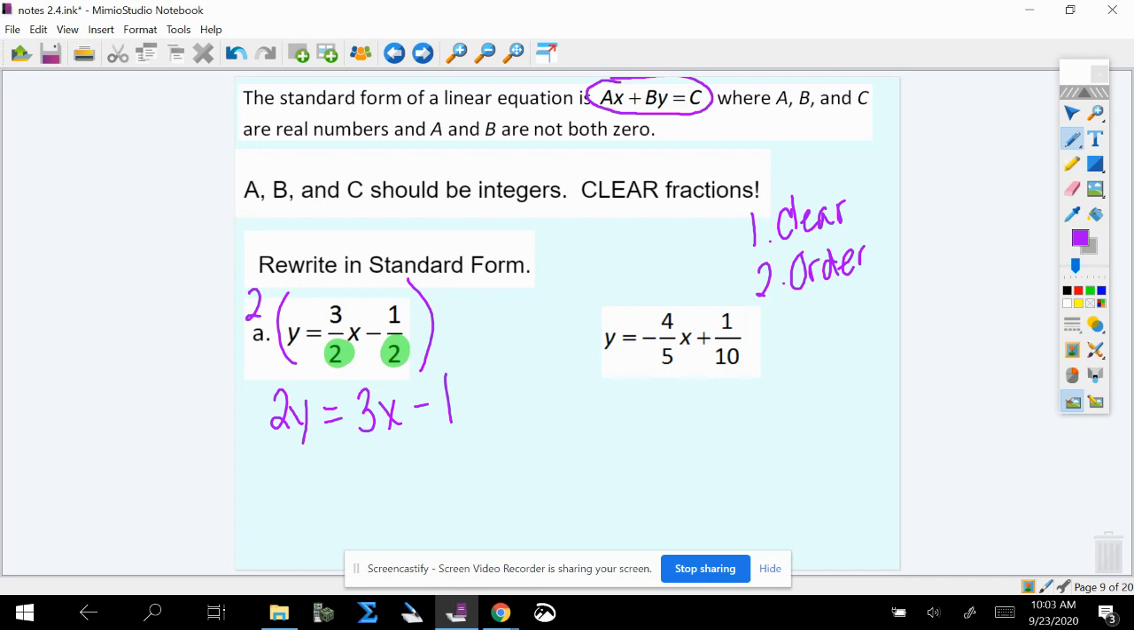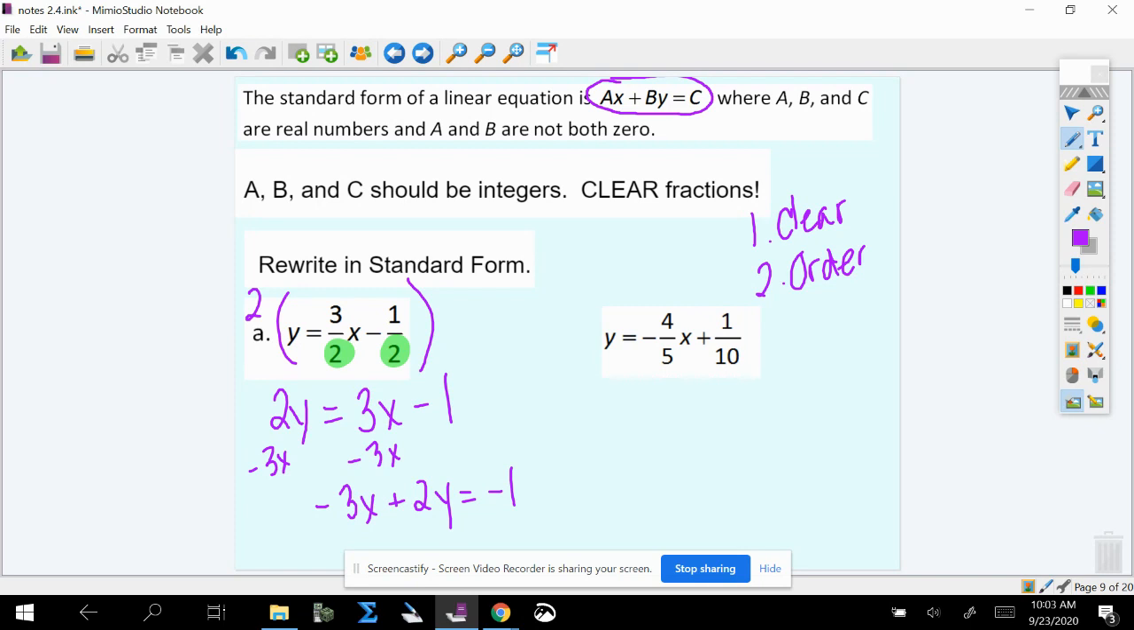So that is step 1. Make sure that there are no fractions left. And you'll notice if you multiply by something that works, there are no fractions left. The second and final step is it needs to be in the right order. The x term needs to come first. So I'm going to move just this x term to the left by subtracting. So my standard form is -3x plus 2y equals -1. No fractions, and it's in the correct order. X term, then y term, then equal sign, then constant.